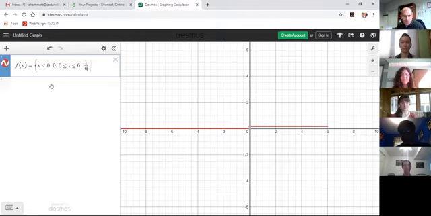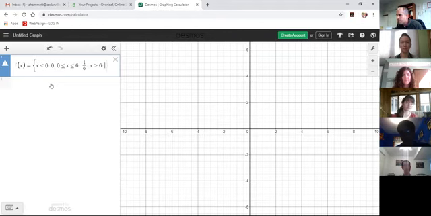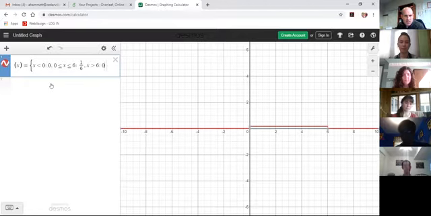Okay, and we'll adjust the way this thing looks in just a minute. And then finally, if x is greater than 6, what does the PDF have to be? 0. Yeah, 0. Okay, so there's that.